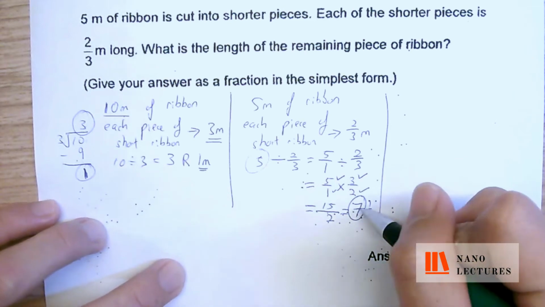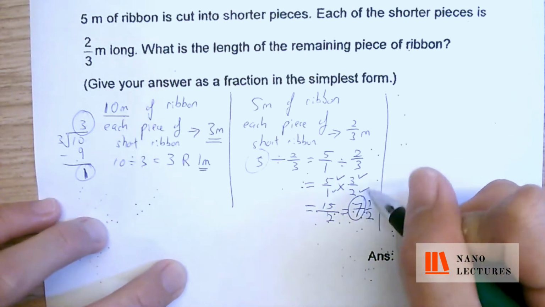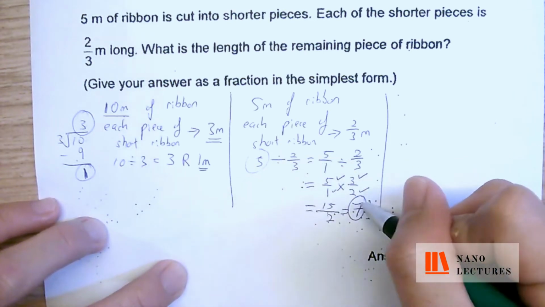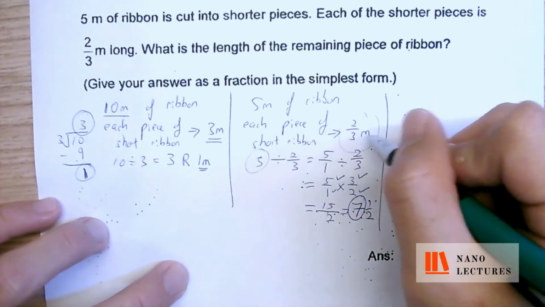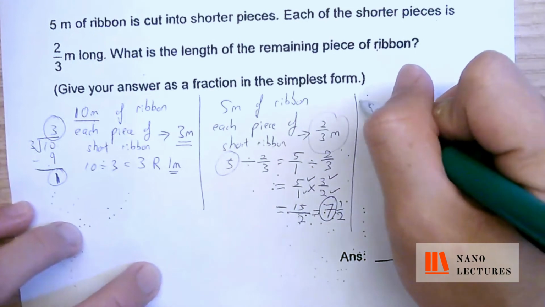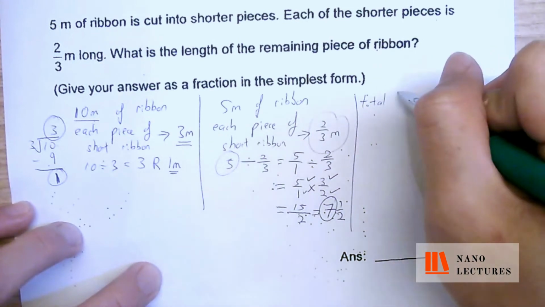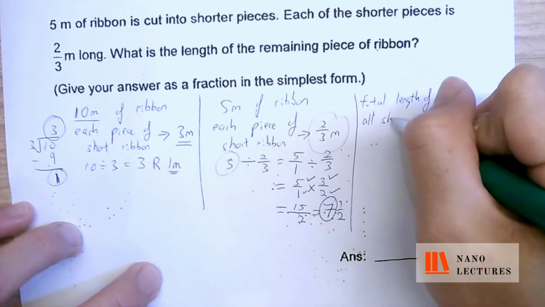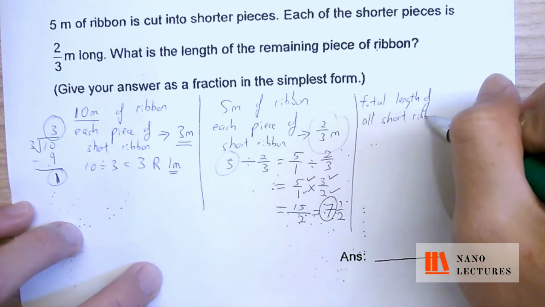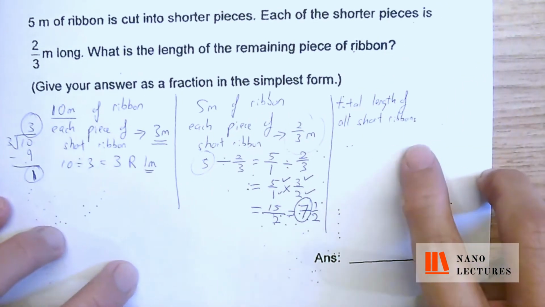We just need to know that we have 7 complete short ribbons. So I'm going to find out what is the total length of these 7 ribbons that are 2/3 meters long. So I'm going to write total length of all short ribbons. Okay, so the total length of all short ribbons.